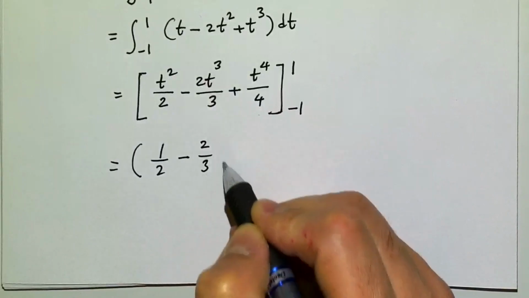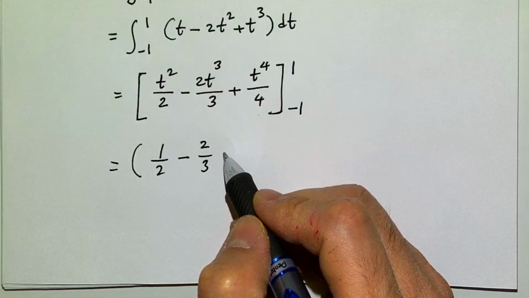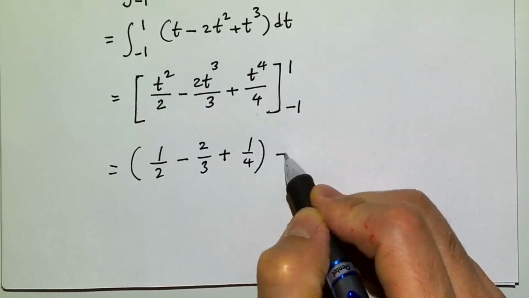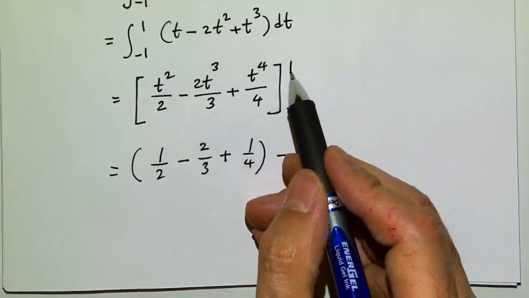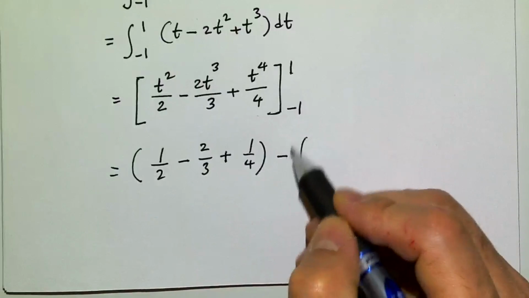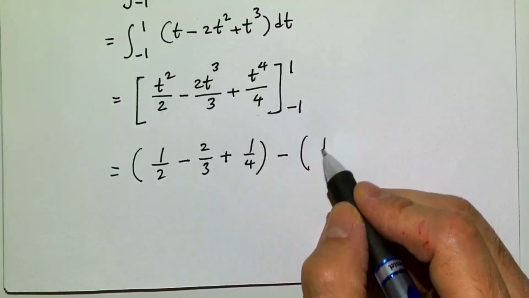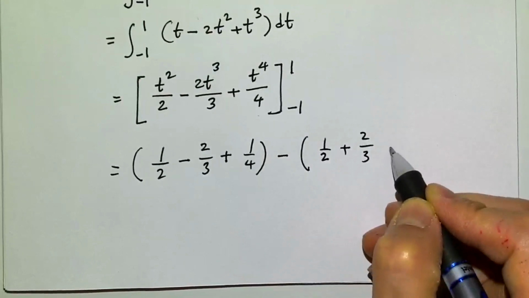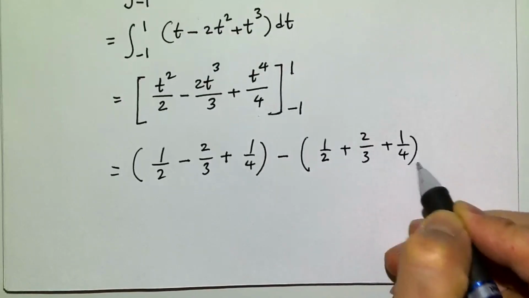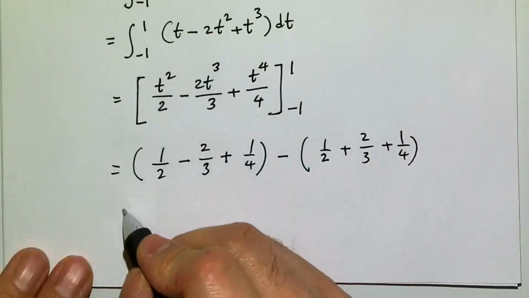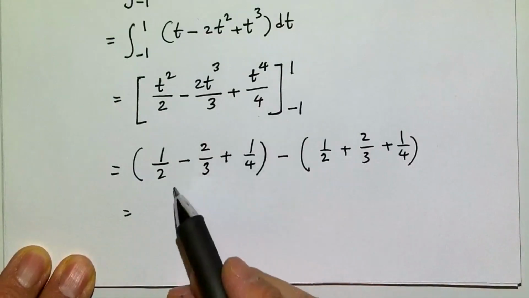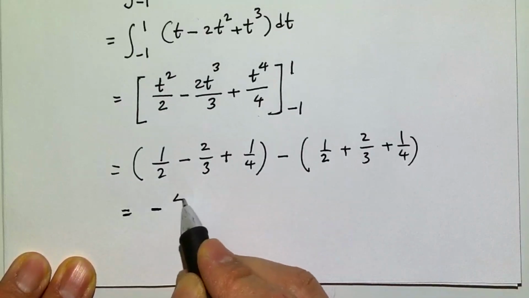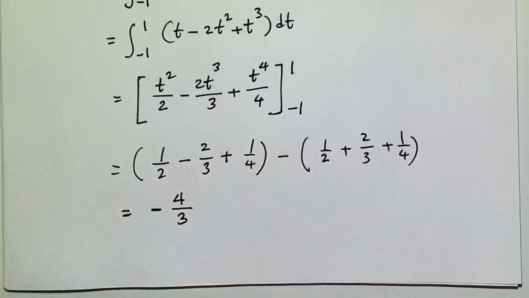1/2 minus 2/3, and then plus 1/4 minus, this is pretty straightforward, right? Just plug in, you get that. Then minus, then plug this one in, and you get 1/2 plus 2/3 plus 1/4, and then after you take the common denominator and simplify, hopefully you will get the same answer I have, which is minus 4/3.